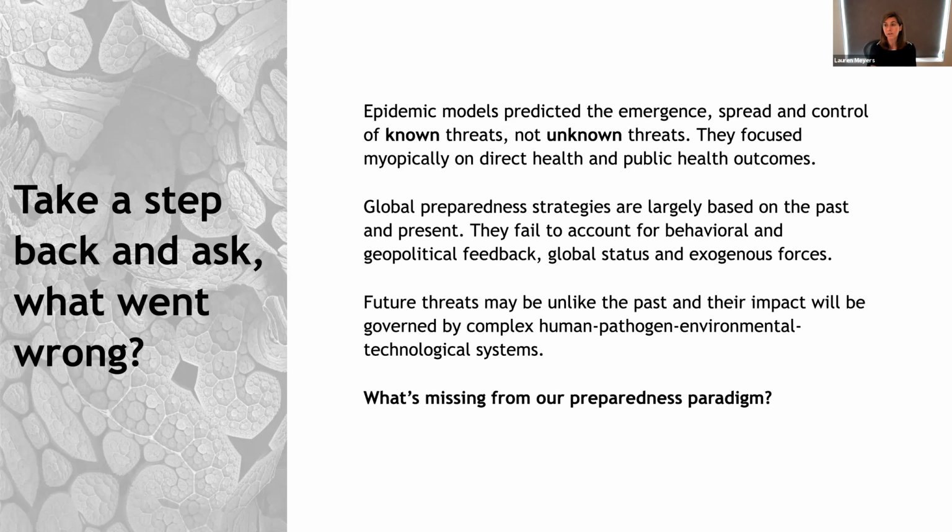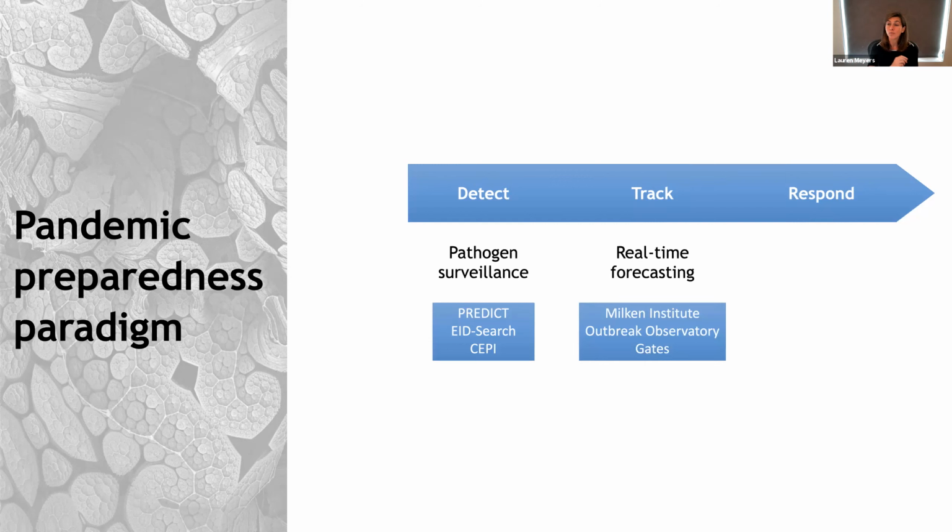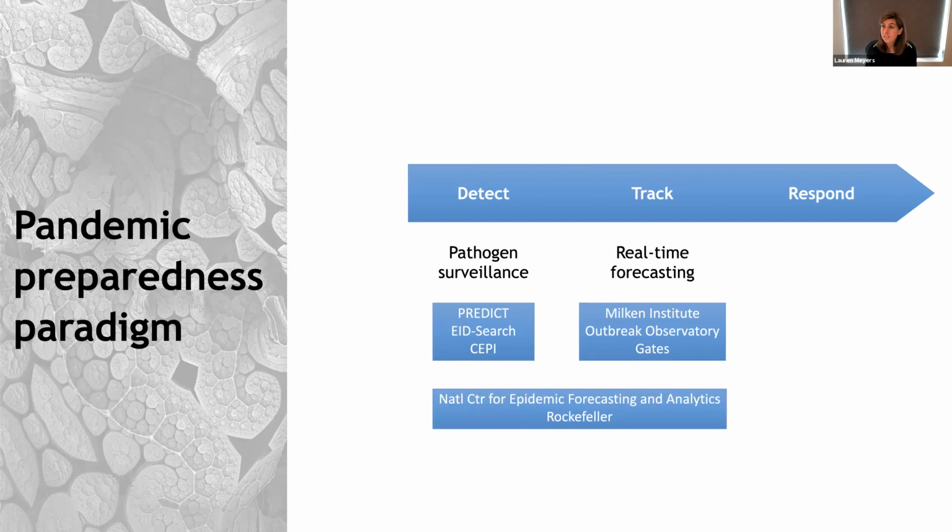So what's missing from our preparedness paradigm? And what do I mean by our preparedness paradigm? Well, we have agencies, we have areas of science that are focused on detecting threats, on tracking and forecasting threats once they've emerged, and on responding to and mitigating threats to prevent transmission, morbidity, and mortality. There are agencies and areas of science focused on the earliest detection of pathogens by monitoring animal populations and human populations. There are groups focused on real-time forecasting and collecting better data, and this is an area that has been growing particularly fast throughout COVID. Excitingly, the new National Center for Epidemic Forecasting and Analytics and a new initiative by Rockefeller are bridging both of these aims in very innovative ways.